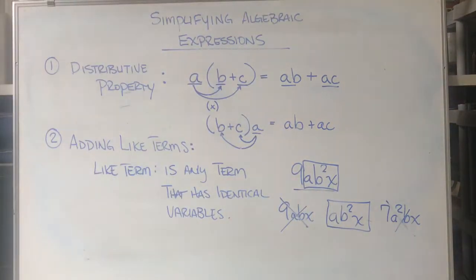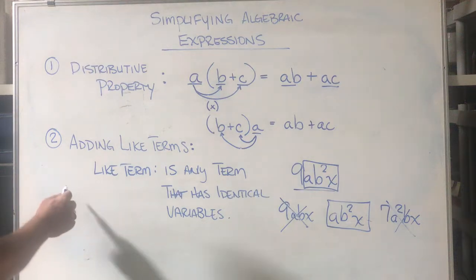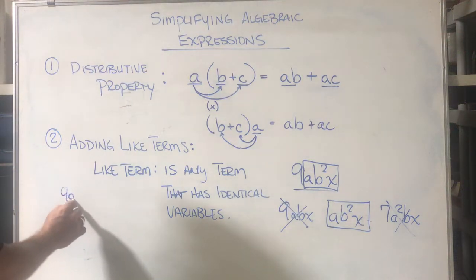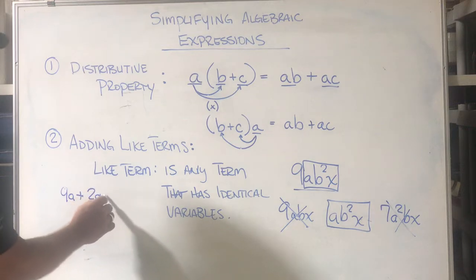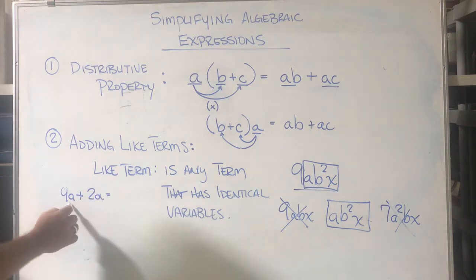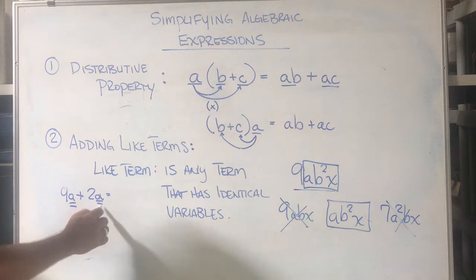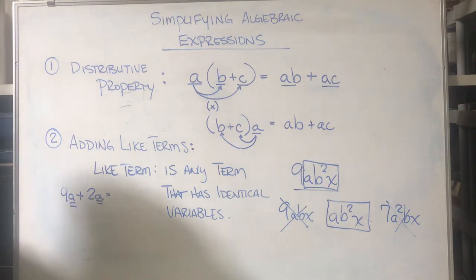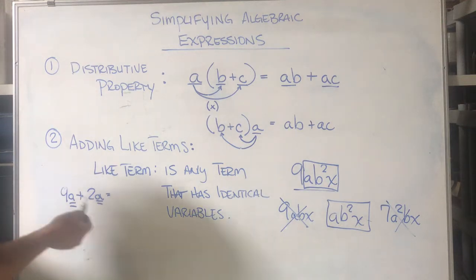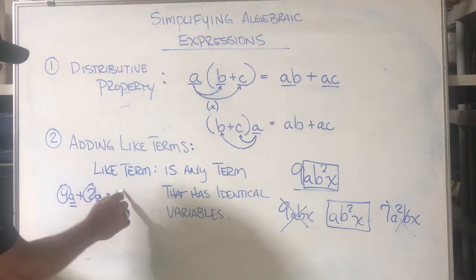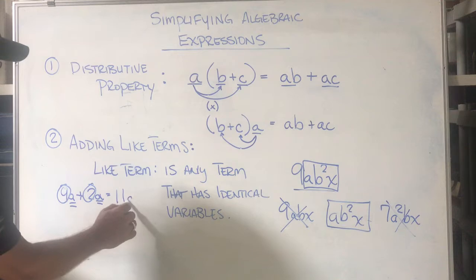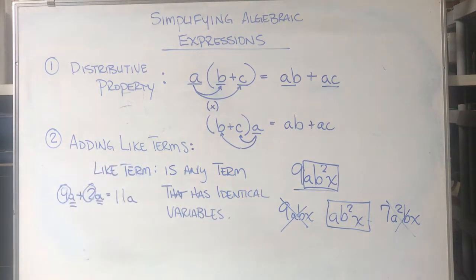Okay? So sometimes like terms are very easy. Sometimes you have 9a plus 2a. Well, can we add those together? Yes, because the variables are identical. So when you add those together, you add the coefficients, which is 11, and you keep the variable. So that's 11a.